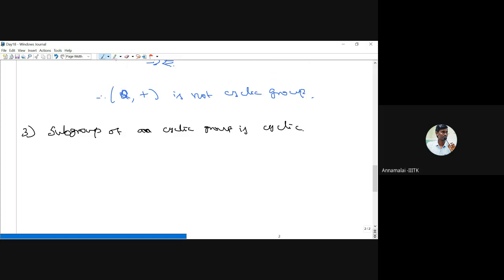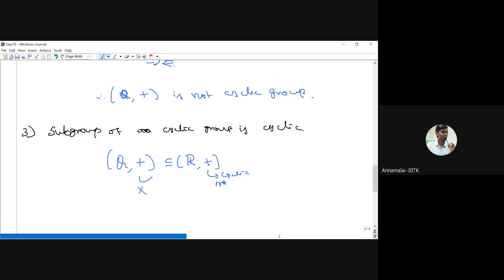Suppose R comma plus is a cyclic group, then the subgroup is also a cyclic group, but Q comma plus is a subgroup. Okay, we know that. So we know that the rational numbers Q with respect to addition is a subgroup of the real numbers R with respect to addition. Suppose this is a cyclic group, then the subgroup is also a cyclic group because of this theorem. But we know that this is not a cyclic group. Therefore, this R comma plus is not cyclic.